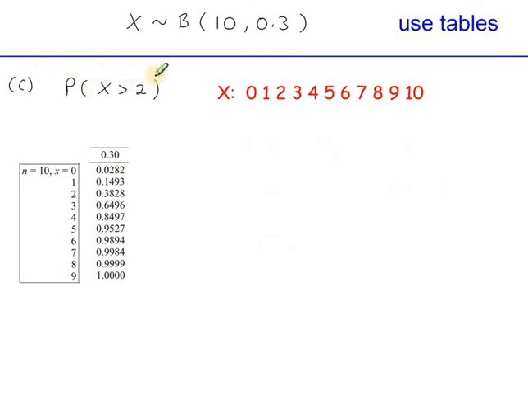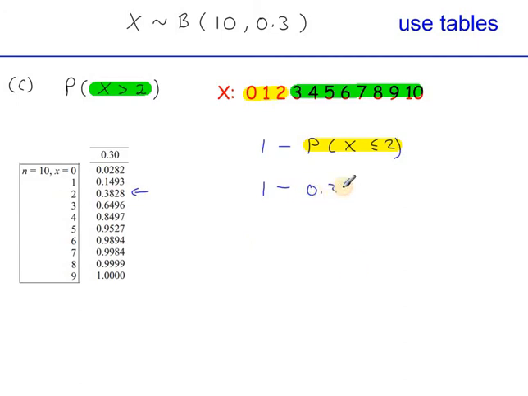Part C, P(X > 2), so we want all of this region. The tables won't give us greater than or equal to 3, so we work out the other side instead. So we work out less than or equal to 2, and we'll do 1 minus to this region, and it will give us the other side. So we need to do 1 minus the probability that X is less than or equal to 2, where that region is represented here. So we have 1 minus less than or equal to 2, so it's 1 minus 0.3828, so 0.6172.